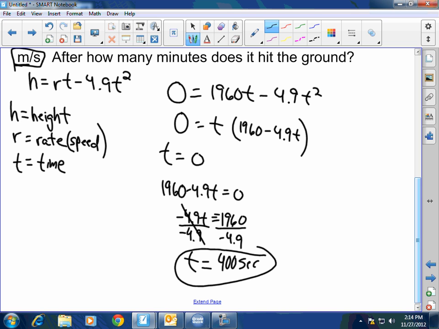Okay, how many minutes until it hits the ground? So you have 400 seconds, 400 divided by 60, right? Because I'm going from small to large, so I divide. So it'd be 6.6 repeating minutes, or 6 2/3 of a minute. Yes, sir.